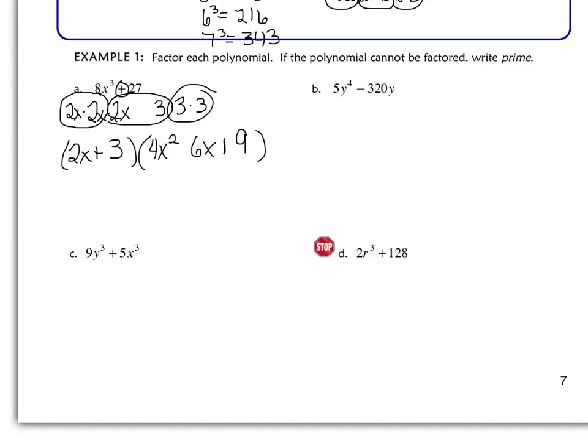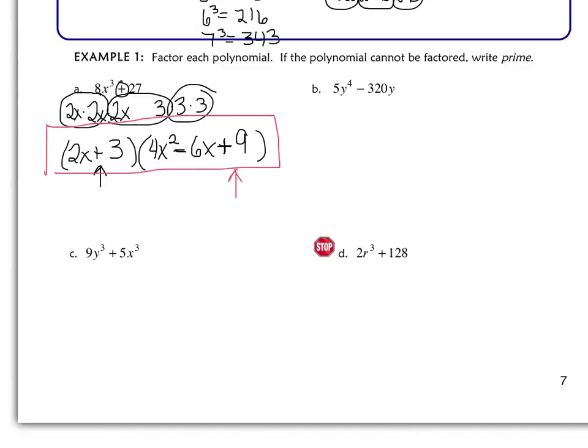This is always a plus, and then this second sign between the 4x squared and the 6x is always going to be the opposite of what this is. So if that was a plus, we have a minus. And we are done because this trinomial cannot be factored further.